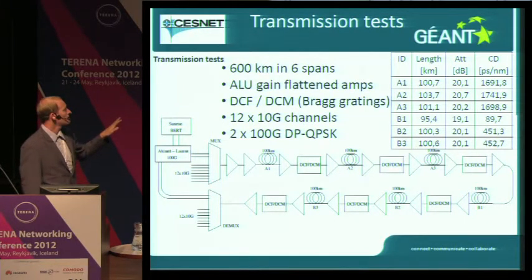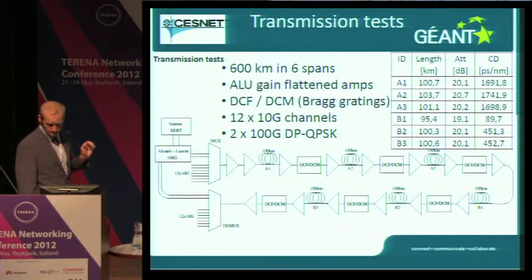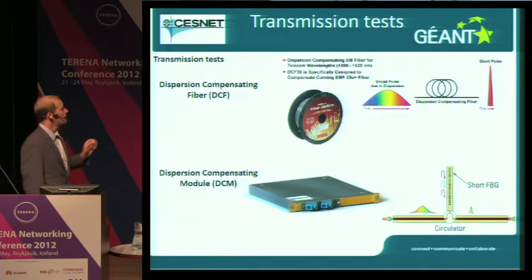This line consisted of 6 spans, 100 kilometers long each, and we used Alcatel-Lucent amplifiers with a space, just between two stages of the amplifier, for dispersion compensation. First of all, we tried this dispersion compensation with dispersion compensating fibers that are quite well known and, I think, widely used. And then we replaced those dispersion compensating fibers by dispersion compensating modules that utilize fiber Bragg gratings, as you can see on the right bottom figure.